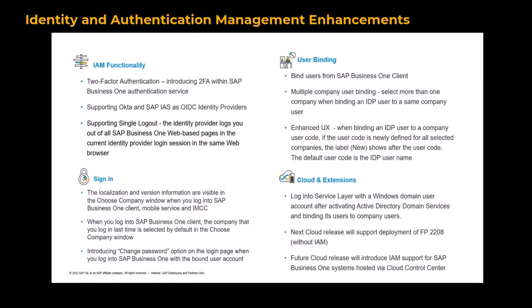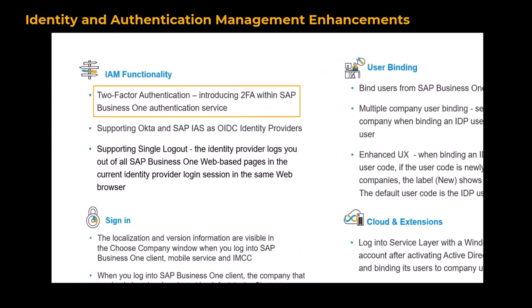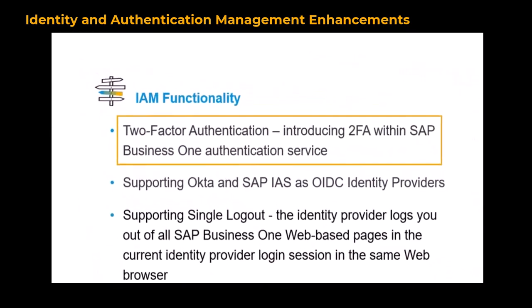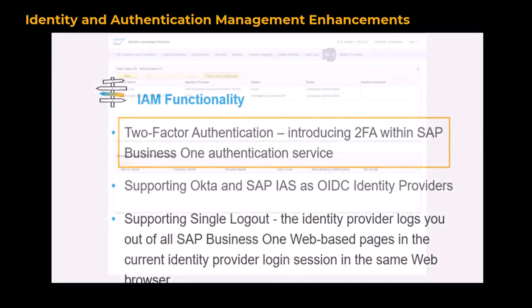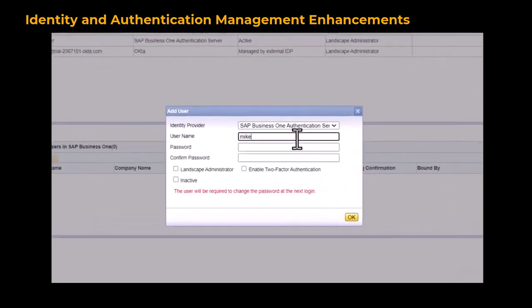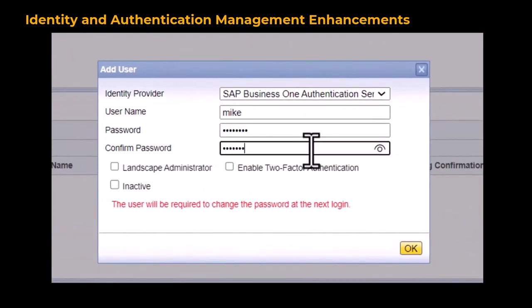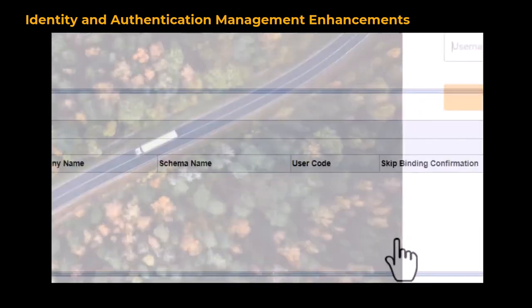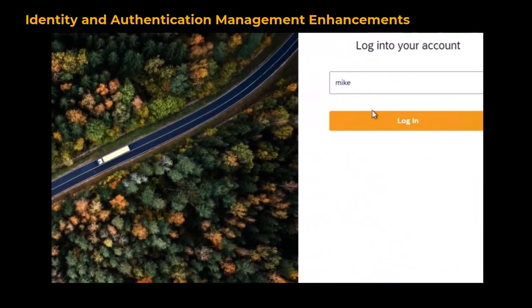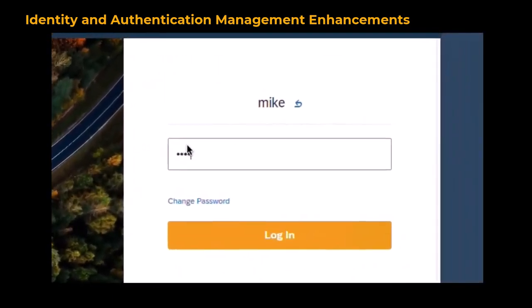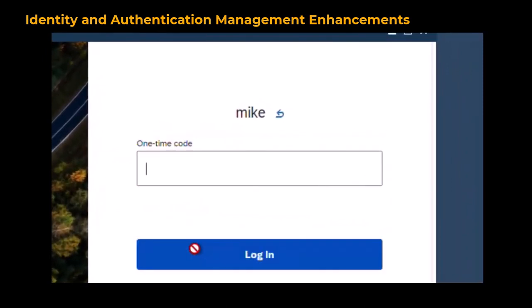In SAP Business One, there are some enhanced features for identity and authentication management. In the SLD Control Center, when you add or edit a user of the SAP Business One Authentication Server, you can now enable two-factor authentication. After setting up the mobile authenticator to activate your account at the first logon, from the second logon, you just need to enter the one-time code upon the completion of the username and password authentication.